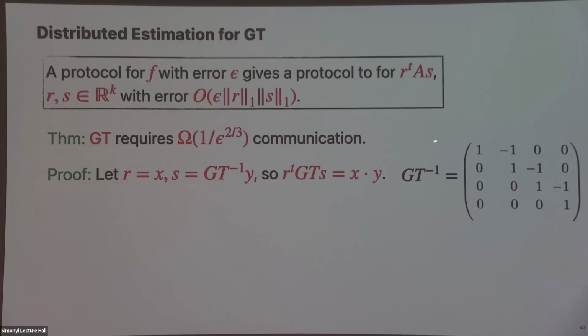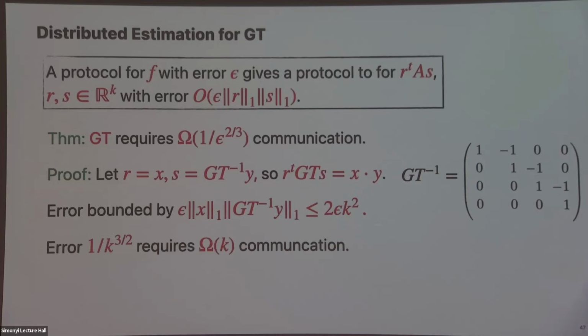So it's a very simple matrix. It only has 2 non-zero entries per row. So the L1 norm of greater than inverse times Y is at most 2k, right? So whereas previously we got epsilon k squared, now we'll get 2 epsilon k squared. Asymptotically, nothing changes. You still require the same amount of communication.